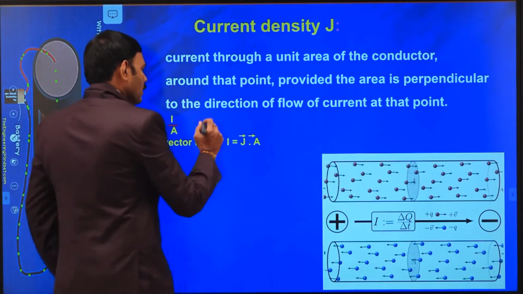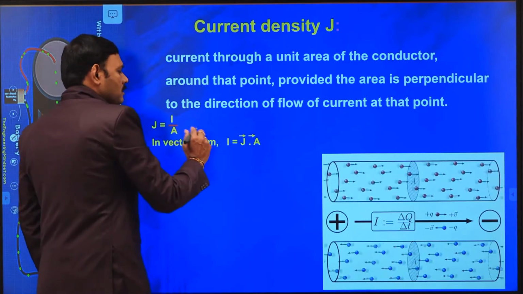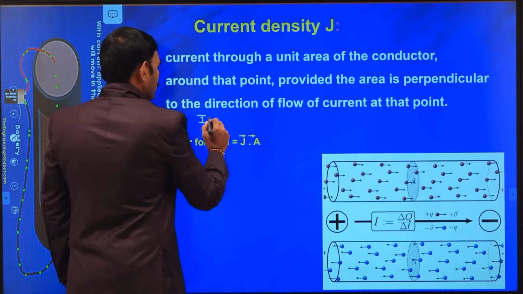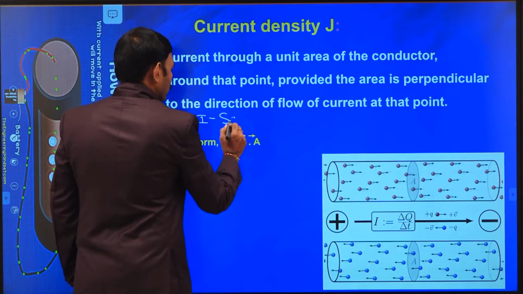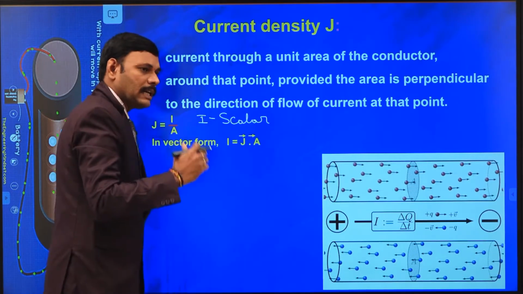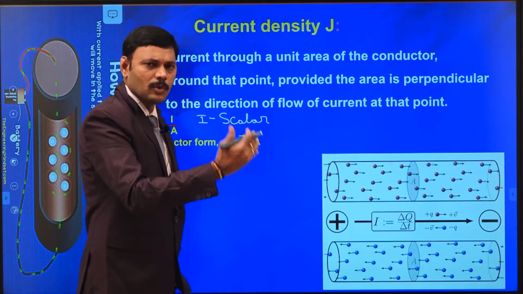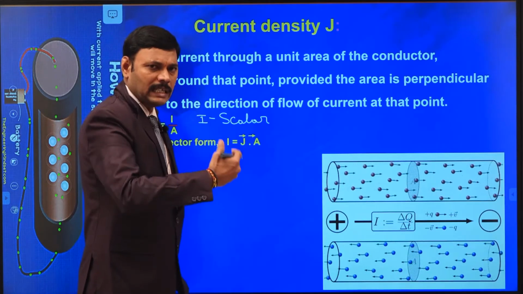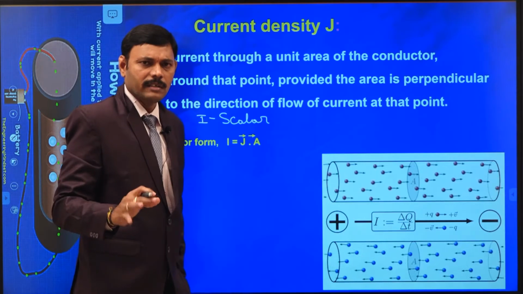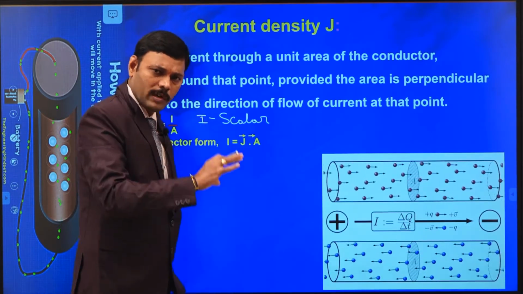Here students, you know one thing regarding quantities. Here I, current, is a scalar quantity. Current is a scalar quantity because current means flow of charges in unit time. It flows along the length of the given wire. So it doesn't satisfy laws of vector addition. That's why current is a scalar quantity.